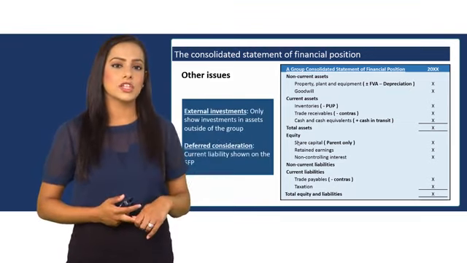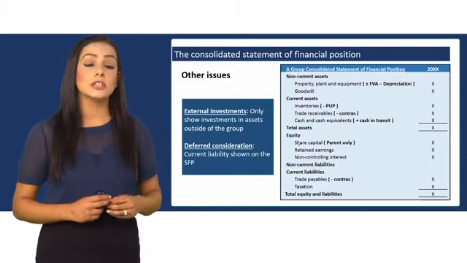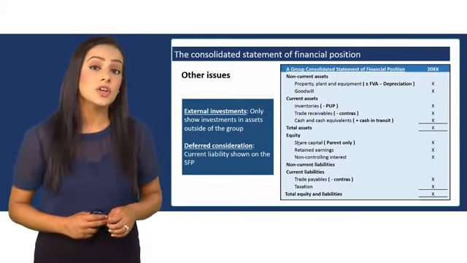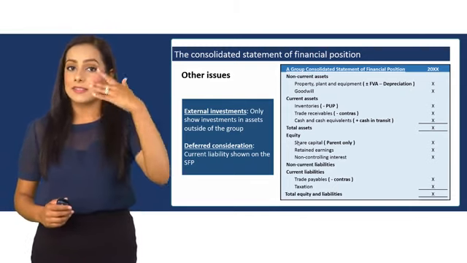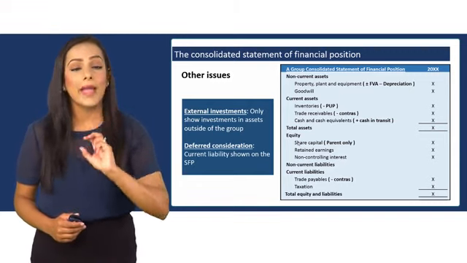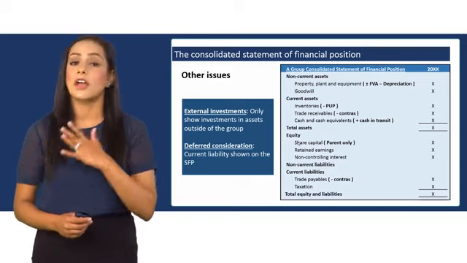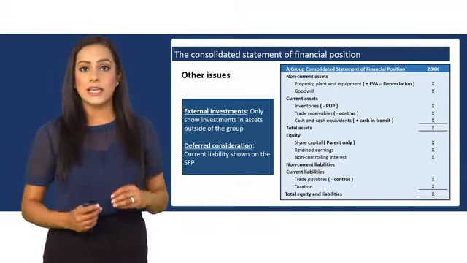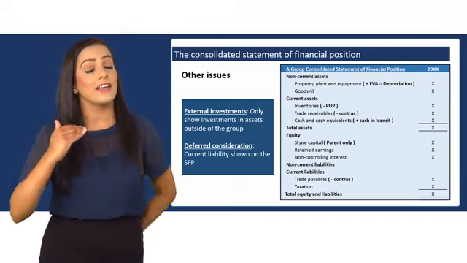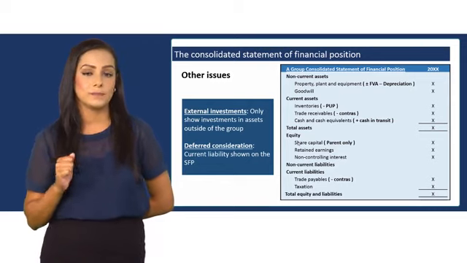Additional bits of information required is that the consolidated statement of financial position must show the external investments of the group. If the parent has invested in the subsidiary, the parent's investment will be shown on the parent's individual balance sheets, not on the consolidated balance sheet. The consolidated balance sheet would only show if the parent has invested in any external investments.